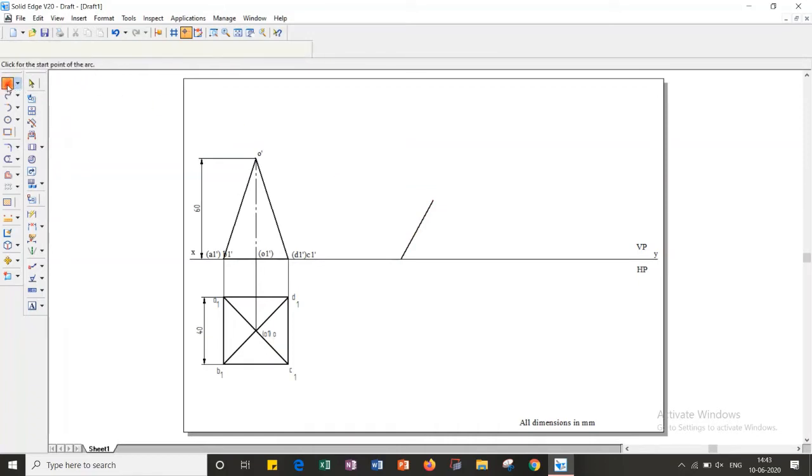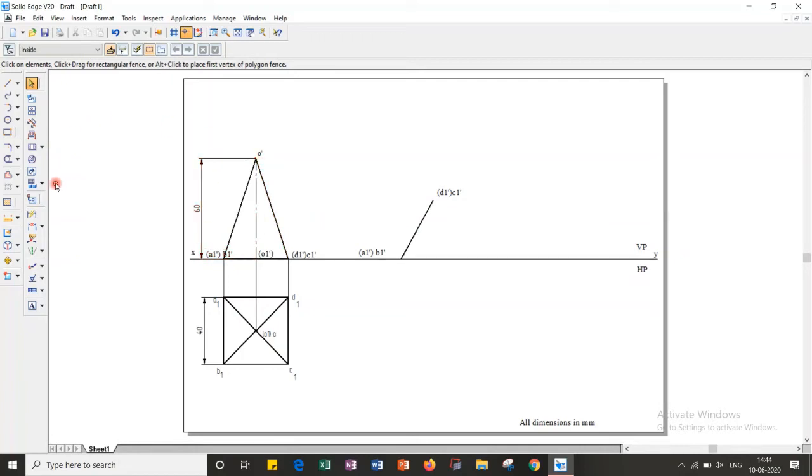And exactly at the center, now this is A1 dash, B1 dash point and this is D1 dash and C1 dash point. A1 dash and B1 dash, and this is C1 dash and D1 dash. Next we'll mark point O dash. To mark point O, measure the distance from A1 to O.